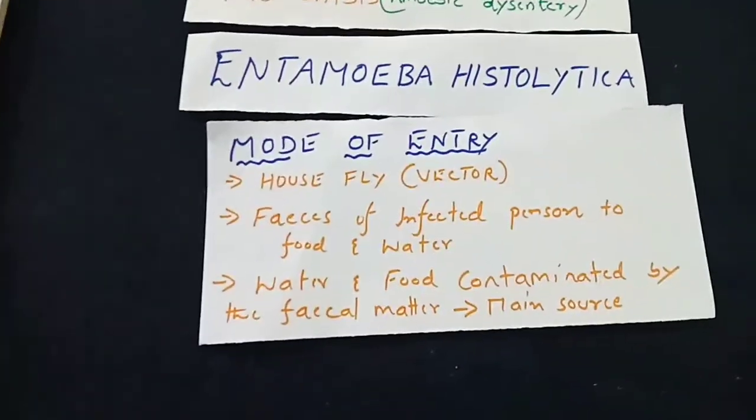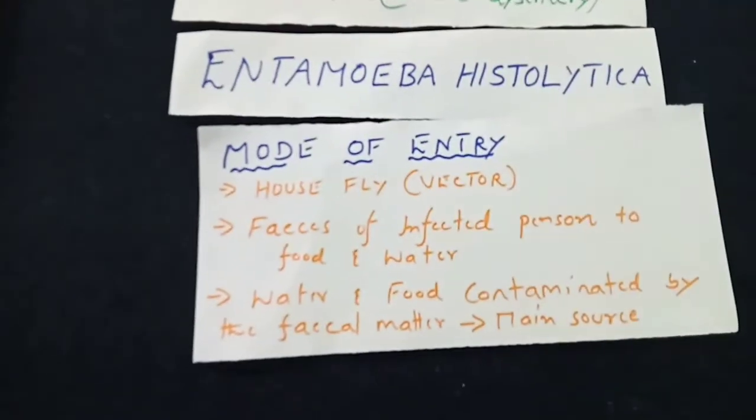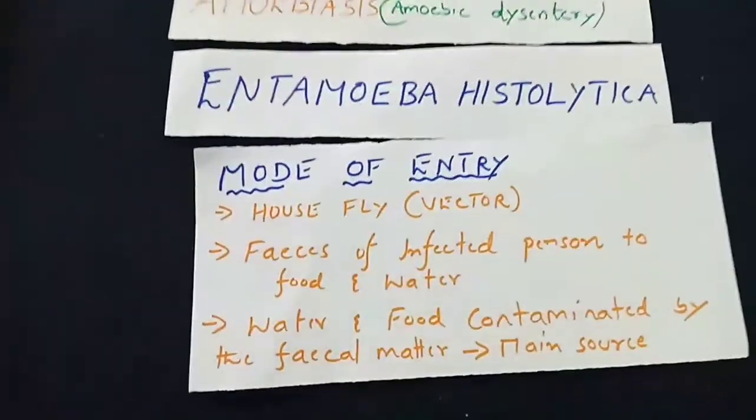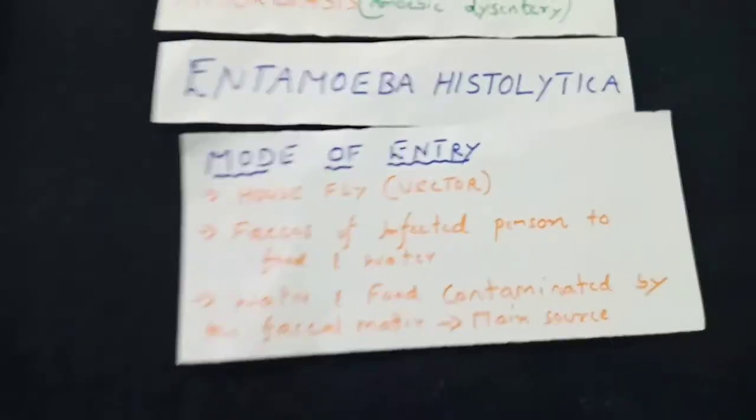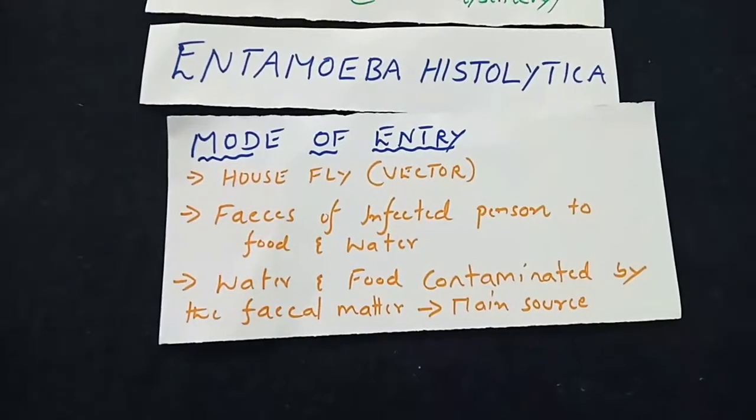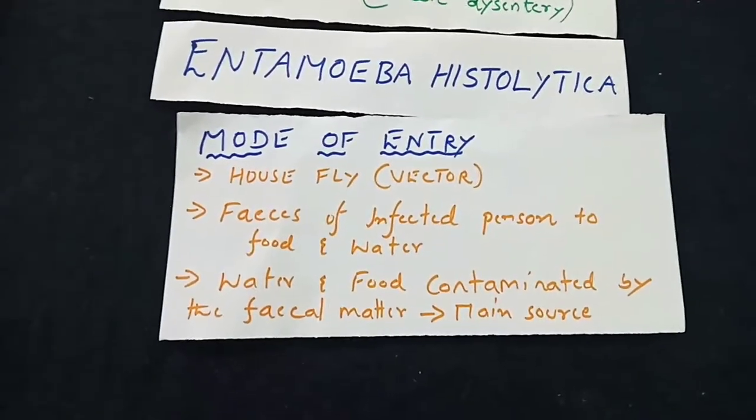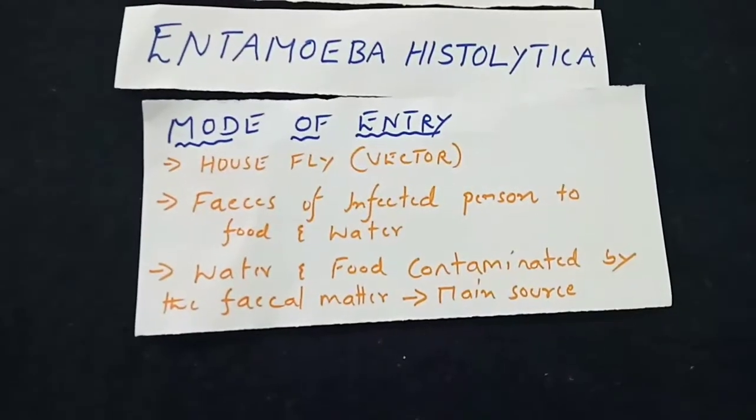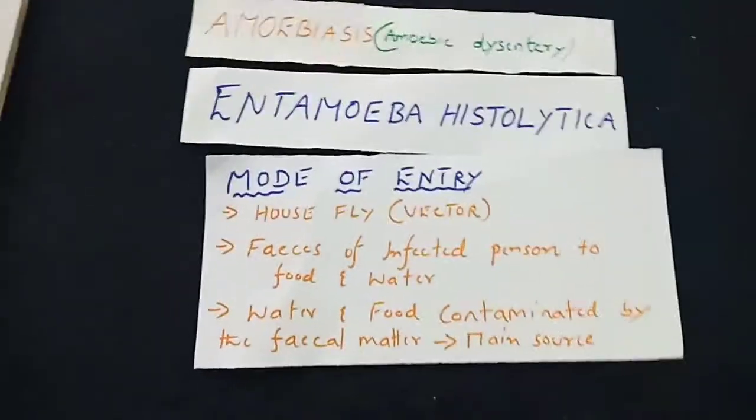Next is the mode of entry, how exactly they gain entry into human beings. The mechanical vector, like the housefly, is where the Entamoeba histolytica normally resides. How exactly do they get into a healthy person's body? Mainly the fecal matter of an infected person may enter into the food or water. Please note one thing here, the main source of infection is water and food contaminated by the fecal matter. Got it? Normally it happens in the villages. Got it? Okay, now we'll see the symptoms.